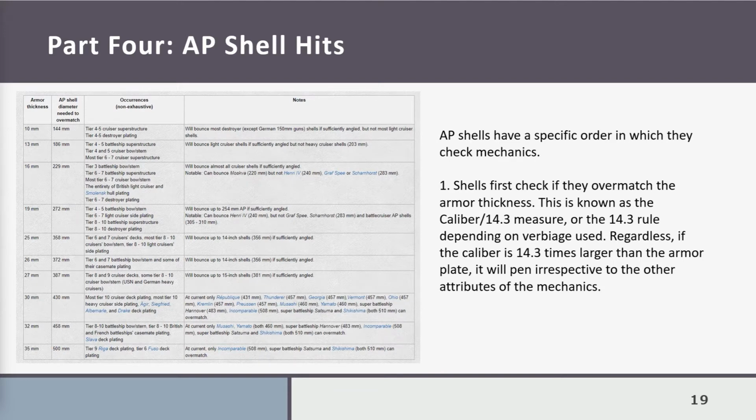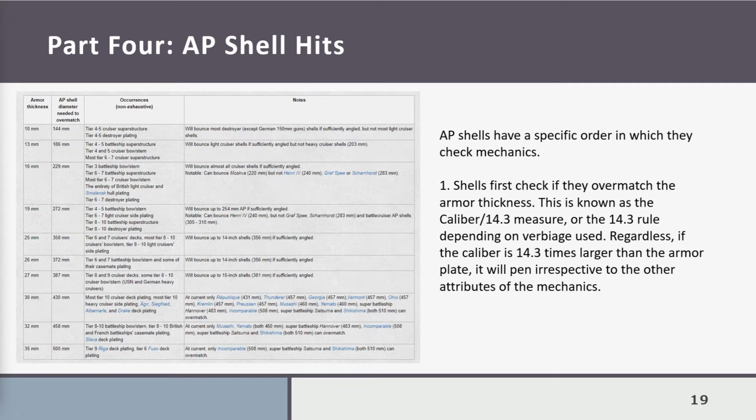Overmatch is also referred to as the caliber divided by 14.3 measure, or the 14.3 rule. Regardless, basically, if the caliber is 14.3 times larger than the armor plate, it will penetrate through irrespective of other attributes of the mechanic. So irrespective of the angle, irrespective of whether it has enough ability to penetrate through the armor or not. That's what the overmatch is checking for.